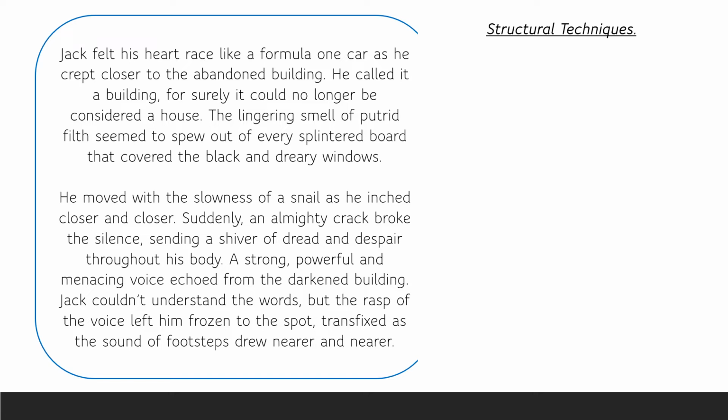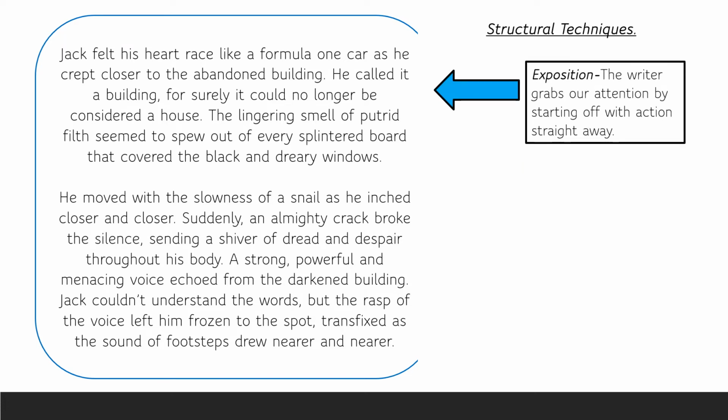So the first thing we're going to think about is one of the key techniques that we looked at the start, and that is the exposition. So the exposition is the start of the extract. For this one, we could say the writer grabs our attention by starting off with action straight away. Question 3 will ask you, how has the writer used structure to interest the reader? And we can see from this one that by starting us off with a bit of action straight away, him approaching this clearly haunted or creepy house, that there's something bad going to happen. So it is grabbing our attention, and it is definitely making the reader want to carry on reading.